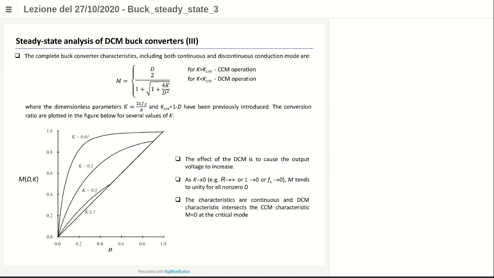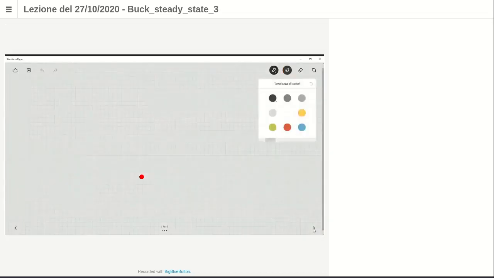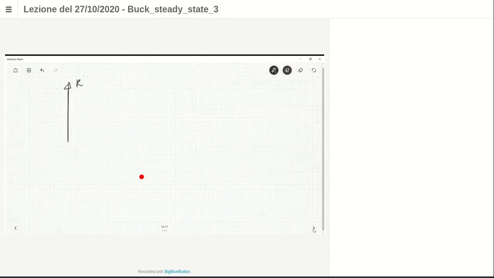Let me say this. This is the M conversion ratio, which includes both the CCM and DCM conversion, which is D when the K parameter, remember, which is 2 L Fs over R previously defined, is higher than K critical, which is 1 minus D. And it becomes this expression, which I inserted K here just because K is 2 L Fs over R, when K is less than K critical. Okay, so let me share again the whiteboard. Remember what I said at the description of the buck. When you have K critical, it is 1 minus D.